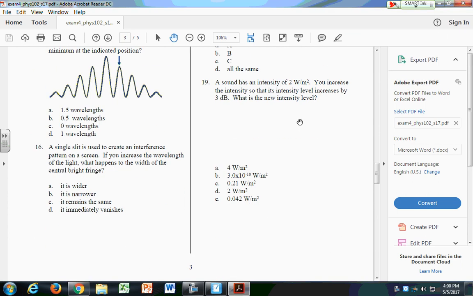Number 19. Okay, yeah, so here, I know that my intensity is going to be different by 10 to the delta L over 10, so that's 10 to the 0.3. And 10 to the 0.3 is 1.99, which is equal to 2. So I had 2 watts per square meter. I make it louder, so now I have 2 times 2, which is 4. Remember, this is I2 over I1.